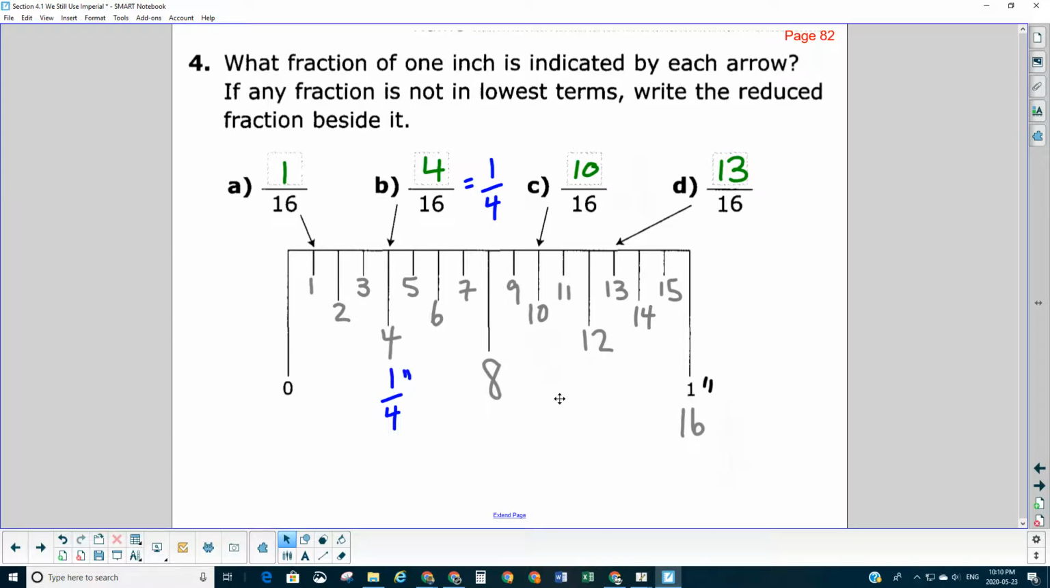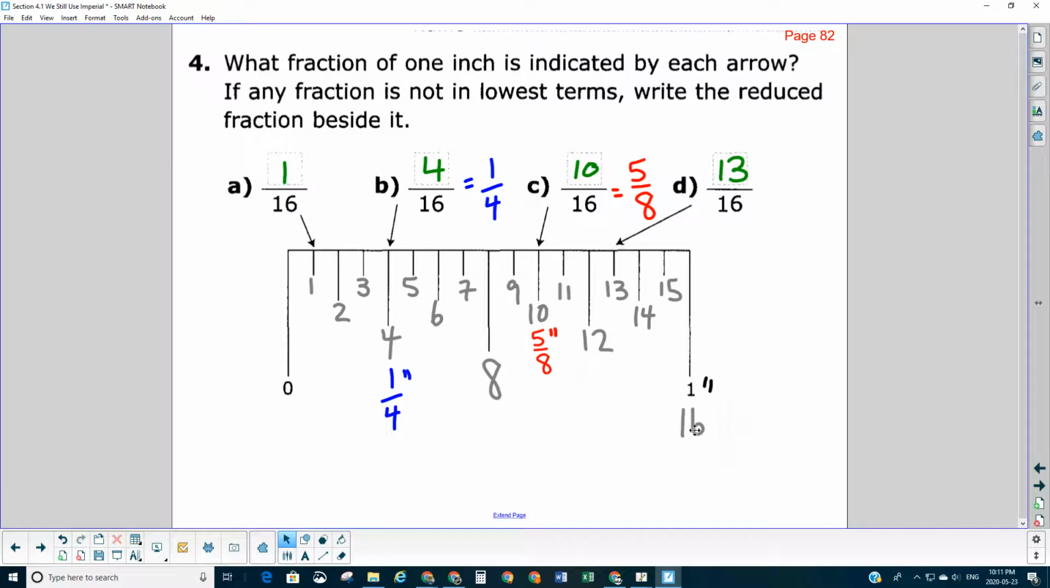All right. Let's talk about this one here, 10/16. Well, 10 and 16 are both even numbers. That means we can divide by 2. So if we divide them both by 2, we get 16 divided by 2 is 8, and 10 divided by 2 is 5. So this tick here, which was 10/16, can also be called 5/8, and that's 5/8 of an inch. Okay, it might be easier to count in 16ths and reduce it to 5/8. We're going to talk more about eighths and quarters in a moment. And then this 13/16 is as far as it'll go.